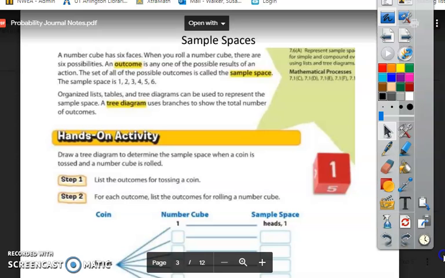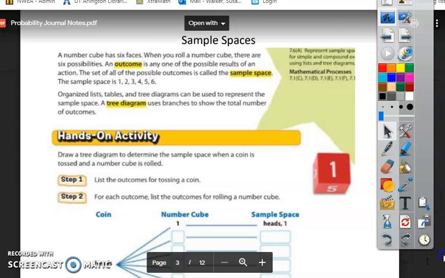Some of you may have done these before, so it may seem kind of easy. If this is confusing, my suggestion is watch it more than once so that you can follow what's happening, okay? The idea is easy, but it can get a little overwhelming.